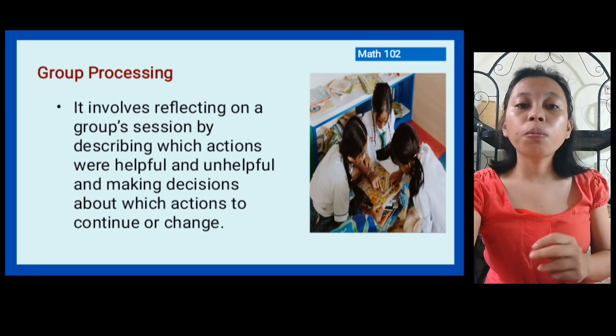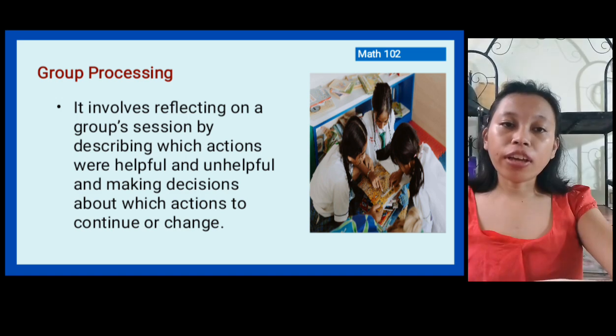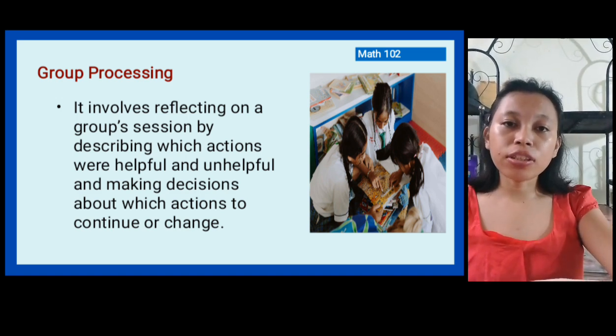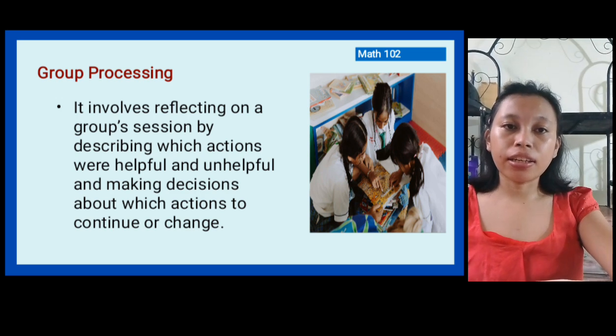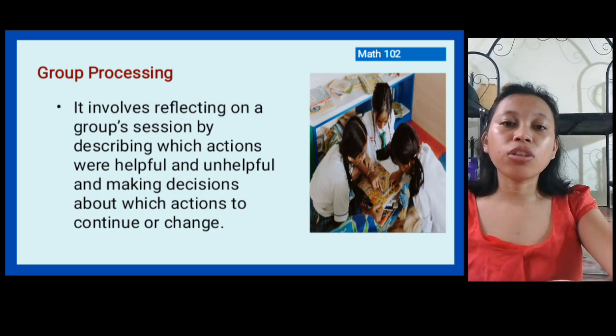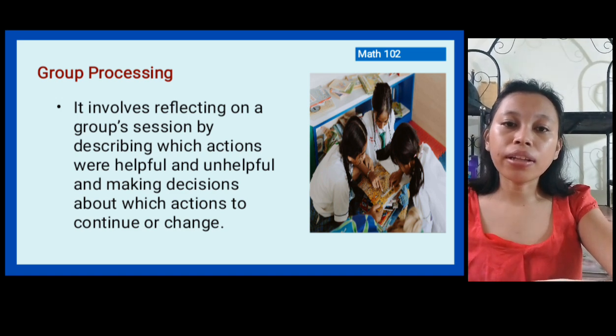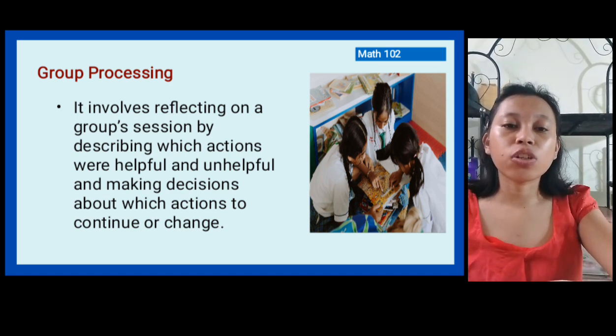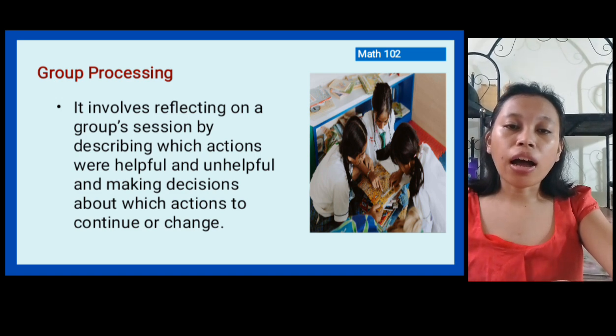That's group processing. Okay, those are the five key elements of cooperative learning. By incorporating these five key elements, teachers can create a cooperative learning environment that fosters academic achievement, social development, and a positive classroom climate. That's the importance of these five key elements.